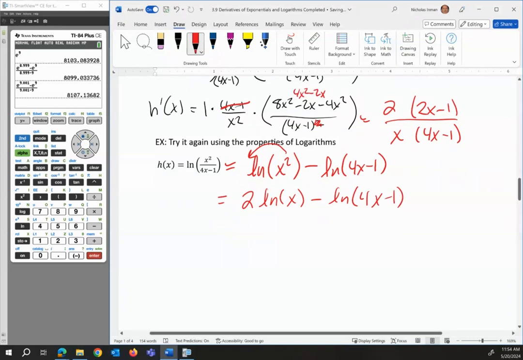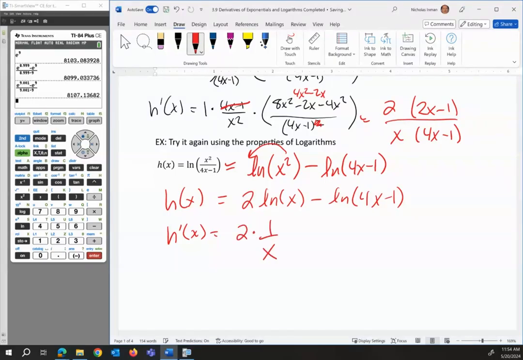All right, so now we could try to take the derivative of this thing, and this is actually going to be a lot easier. The derivative of 2 times the natural log of x would be 2 times 1 over x, minus the derivative of this thing would be 1 over 4x minus 1, times the derivative of the inside would just be 4. All right, so this would be 4 over that thing. I guess this will be 2 over this thing.